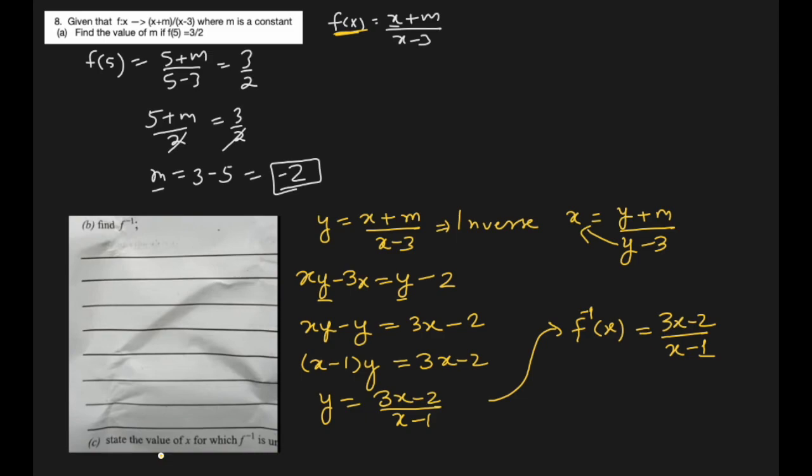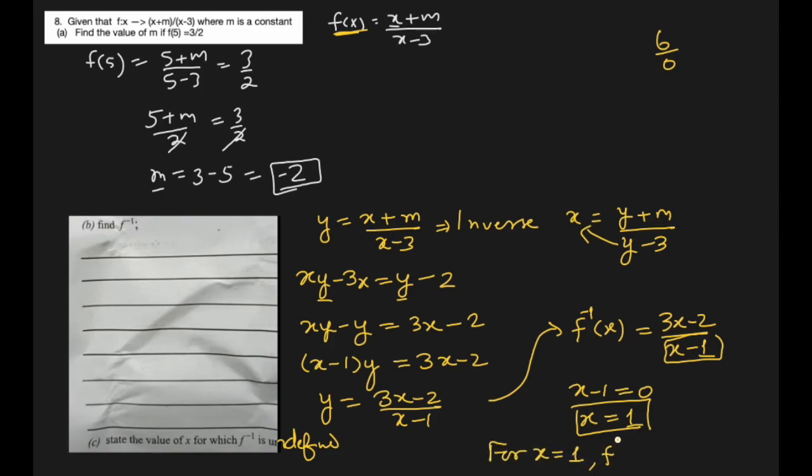Next, state the value of x for which the inverse is undefined. That's the question. It will be undefined if the denominator is 0, right? Anything, let's say 6 divided by 0. Is it possible? No, it is undefined. So that means x minus 1 has to be equal to 0, for which the inverse of the function will be undefined, and this is the answer. For x equal to 1, f inverse of x is undefined.